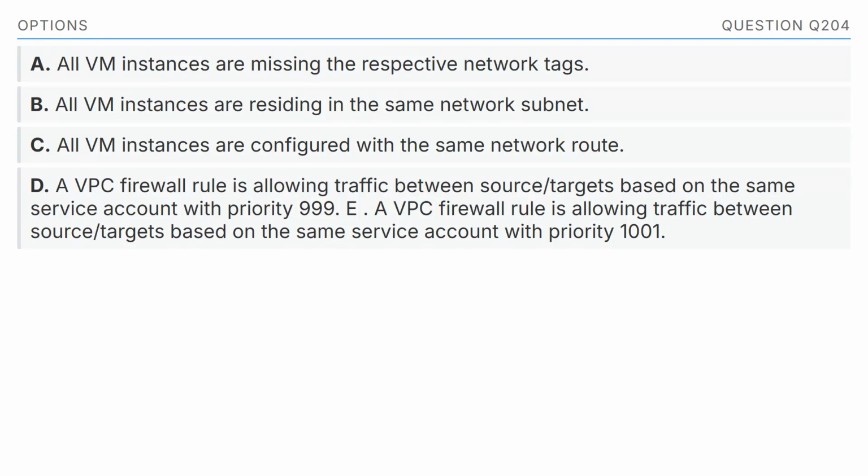The options are: Option A, all VM instances are missing the respective network tags. Option B, all VM instances are residing in the same network subnet. Option C, all VM instances are configured with the same network route. Option D, a VPC firewall rule is allowing traffic between source/targets based on the same service account with priority 999. E. A VPC firewall rule is allowing traffic between source/targets based on the same service account with priority 1001.